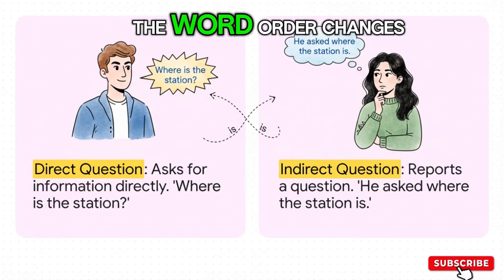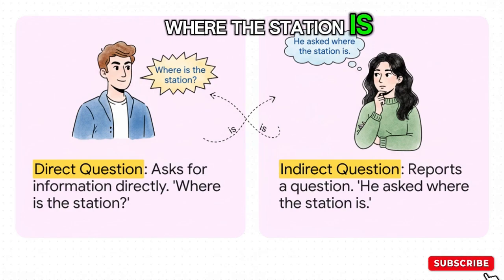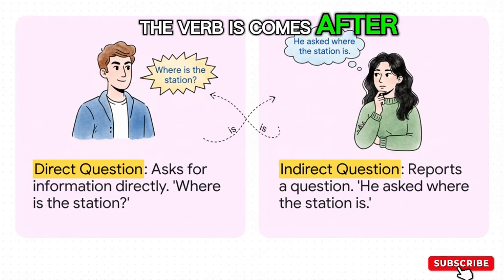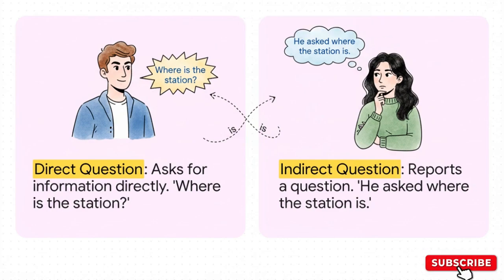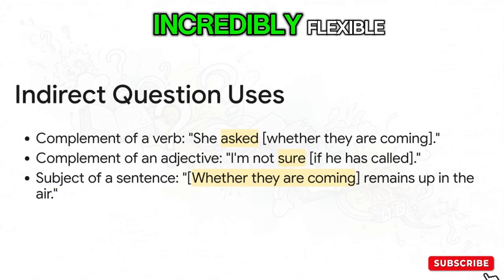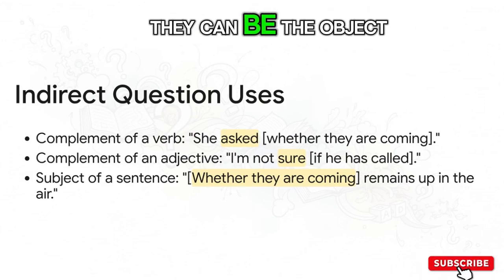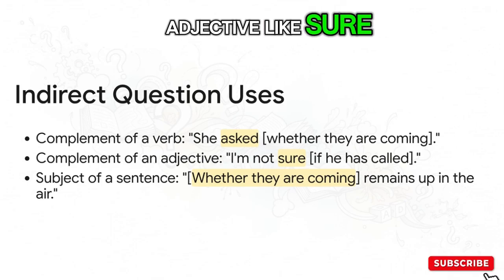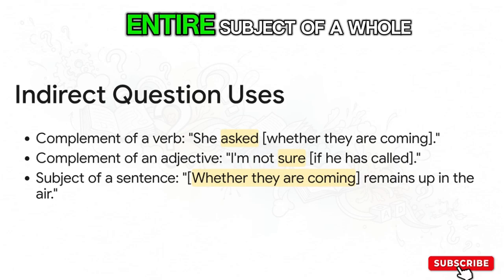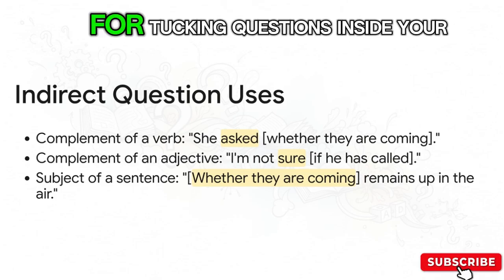But look closely at how the word order changes. In that indirect question, where the station is, the verb is comes after the subject station, just like it would in a regular statement. And these indirect questions are incredibly flexible. They don't just report what someone said. They can be the object of a verb like asked, or they can follow an adjective like sure. They can even become the entire subject of a whole new sentence. They are such a powerful tool for tucking questions inside your own statements.